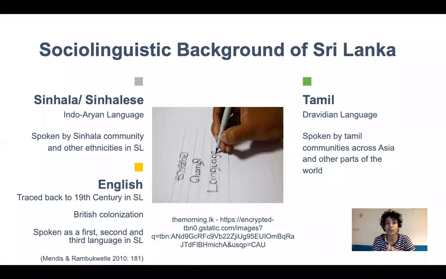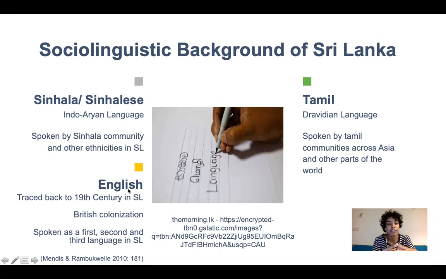So let's get into the sociolinguistic background. For the purposes of the study, it will be quite brief. I have elaborated a lot more on the sociolinguistic background of Sri Lanka in my paper. So Sinhala is an Indo-Aryan language. It's spoken by the Sinhala community and other ethnicities in Sri Lanka. And Tamil is a Dravidian language, completely different root language. It's spoken by Tamil communities across Asia and other parts of the world. And they're mutually unintelligible, and it's extremely complex and vast.